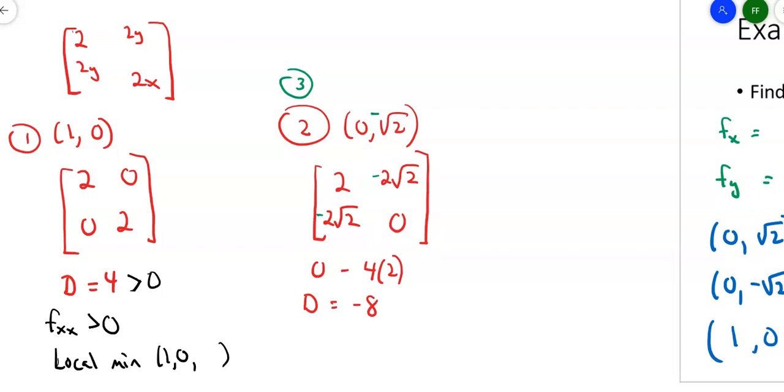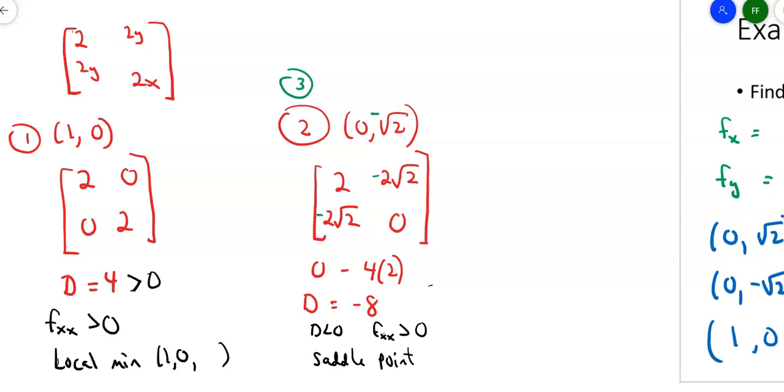Over here, the determinant is negative, but the second partial with respect to x is positive. Well, if the determinant is less than 0, what that means is I have a saddle point. So I have one of these places where it can go up or down in either direction depending on which way I walk away from it.